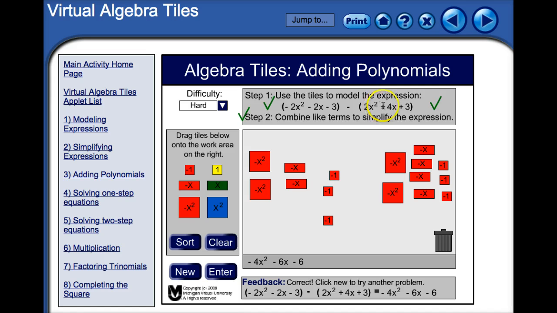Now if one of these was negative, it would become positive if we wanted to change this to a positive. So it's a technique called adding the opposite. And we can see we don't have any cancellations here. These are all negatives. So we've got negative 4x squared, negative 6x, and negative 6. So that's how you can practice with algebra tiles on your computer to simplify polynomials, to represent polynomials and algebraic expressions, and also to add and subtract them.